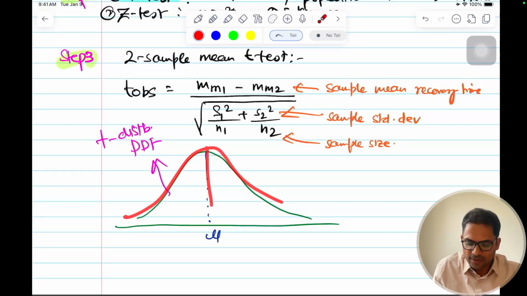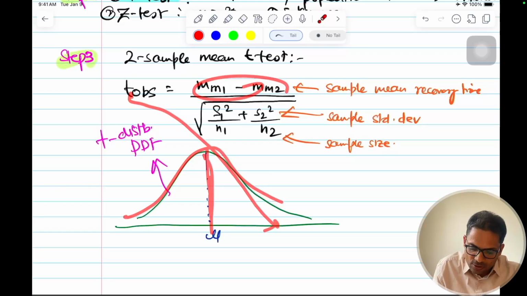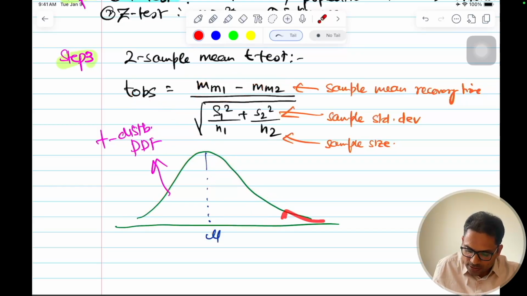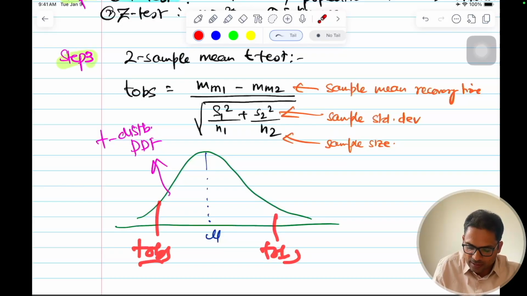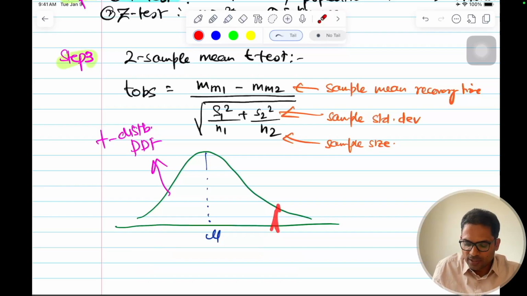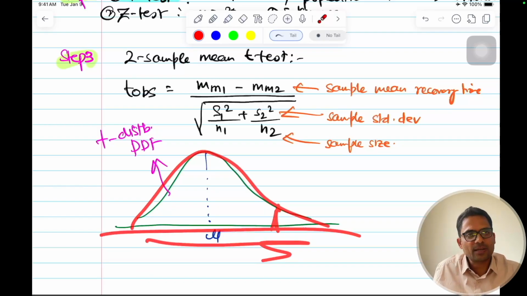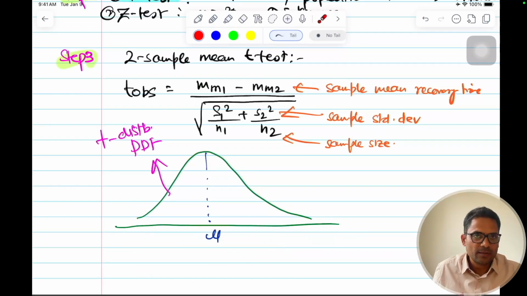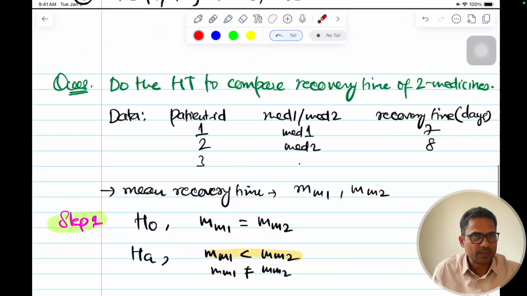And from there, I'll find out where t observed is on this. Whether both are equal, then this will be close to 0, or whether there is a lot of difference and they are close to the tail somewhere here. This t observed is coming here somewhere, or here somewhere, depending upon the alternate hypothesis, whatever we have. So where it is lying on this, and depending upon that, we'll do further analysis. I hope step 3 is clear. This is very important to understand.